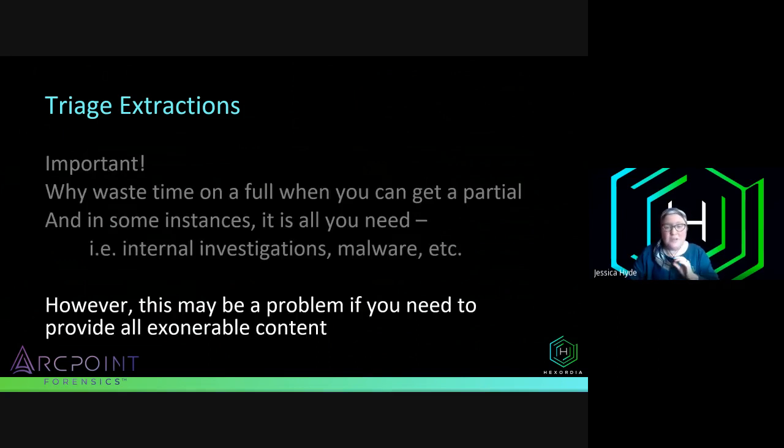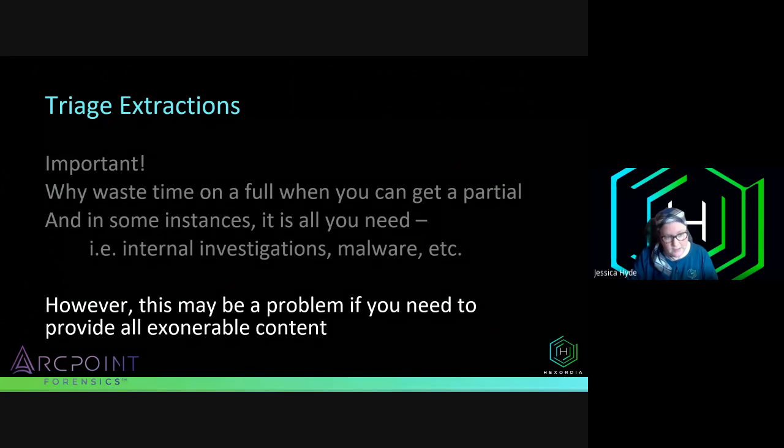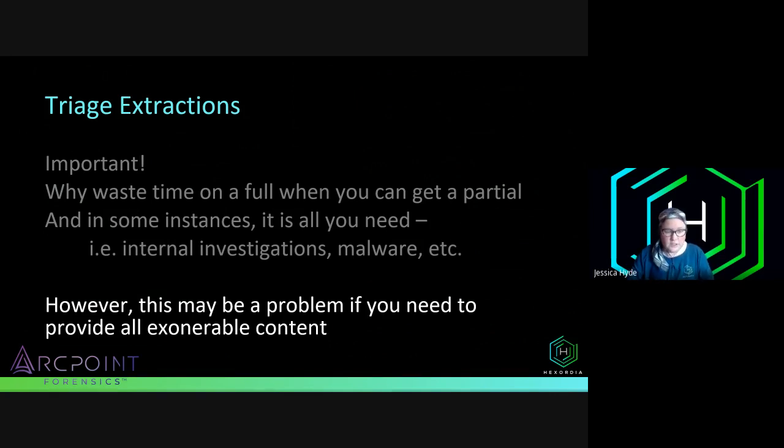However, this can be a very large problem if you need to provide all exonerable content to the other side. So anytime that we need to produce evidence where somebody can demonstrate that something didn't happen, or that they weren't doing something, or that they weren't at a place, it's very difficult to do that when the collection is biased by what one party is trying to demonstrate happened on a piece of evidence. So it is important specifically in those instances to ensure that the collection is as complete a picture as possible.